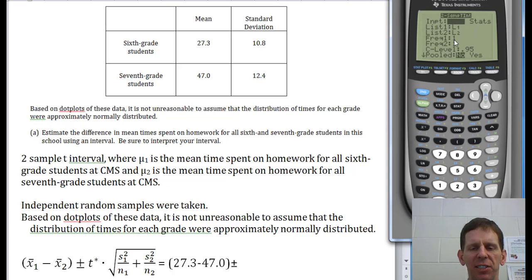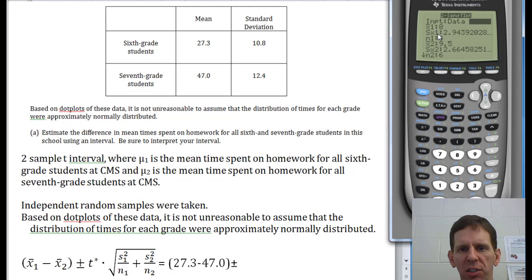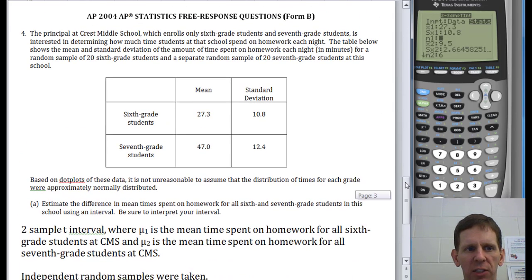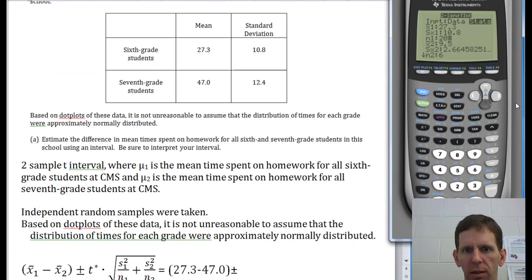We don't have data in lists here. We actually have the full-blown statistics for the mean and standard deviation of both groups. So where it says input, we're going to go to the right where it says stats and hit enter. And we're going to enter in the values for x bar 1 and s sub 1 and n sub 1 for this problem. X bar 1 was the mean for the 6th grade students, which was 27.3. Standard deviation was 10.8. The sample size were the number of students, and we said the sample size for both groups was 20. X bar 2 is the mean for the 7th grade students, which was 47.0. Standard deviation was 12.4. Sample size here was 20 as well.